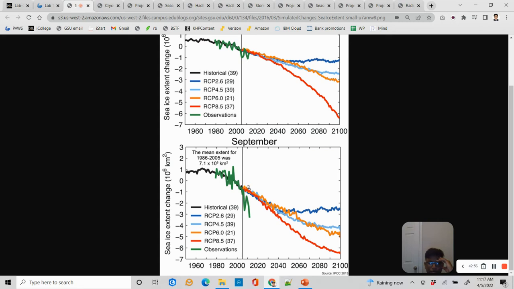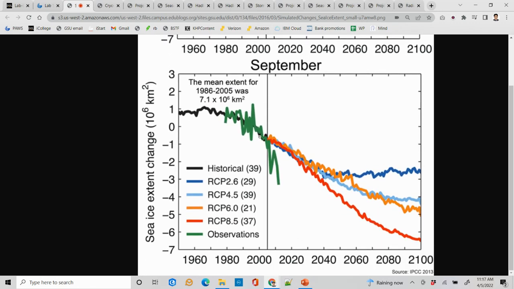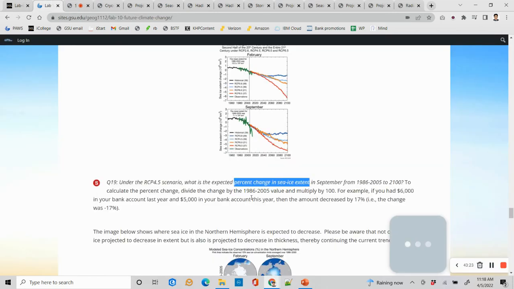So first of all, you need to find RCP 4.5. This is 4.5, the light blue. So how will it change? Right now it's in here, let's say, so that there is a comparison. It's asking you to compare from 1986 to this time with 2100. So what was the situation in 1986? You need to identify that first.